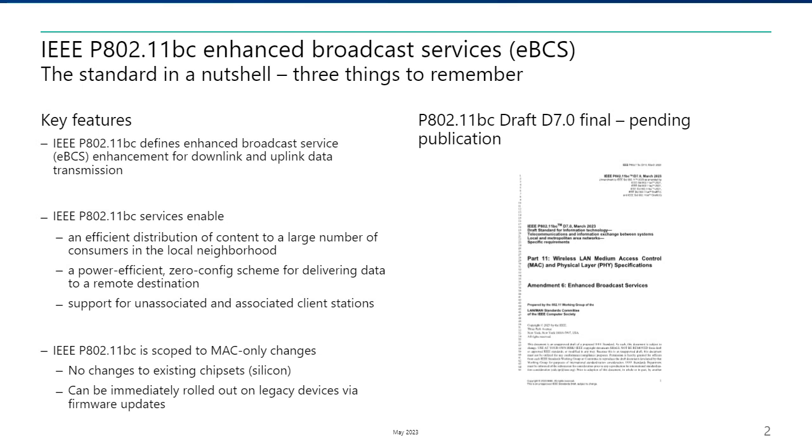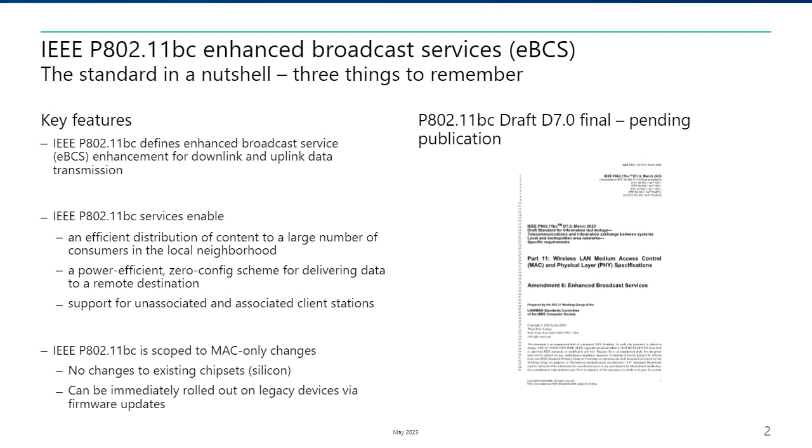802.11bc defines enhanced broadcast services and enhancements in particular for the downlink and uplink data transmissions via broadcasts. It provides services that enable an efficient distribution of content to a very, very large number of consumers in the local neighborhood of your network. It supports a power-efficient zero configuration scheme for delivering data to remote destinations, and in particular supports unassociated and associated stations at the same time.